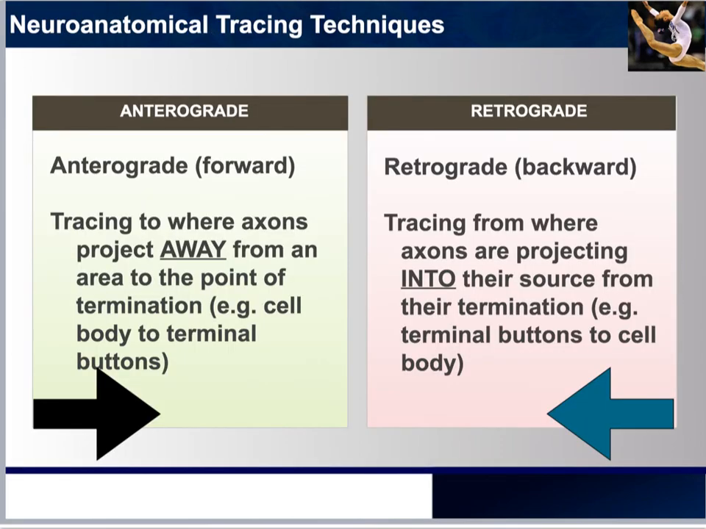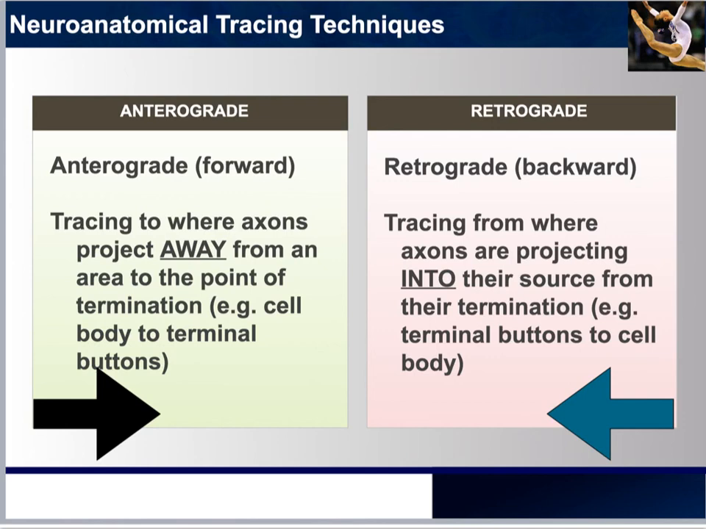Much of what is known today about connectional neuroanatomy was discovered through the use of anterograde and retrograde tracing techniques. This is through the use of injected chemicals, and both techniques are based on the visualization of the biological processes of axonal transport. As you may already know, retrograde refers to going back. You think of the retro Jordans or the retro cell phone that I've been showing in a few of these slides. And then anterograde, speaking of forward. So anterograde is basically a tracing to where the axons project away from the area to the point of termination.